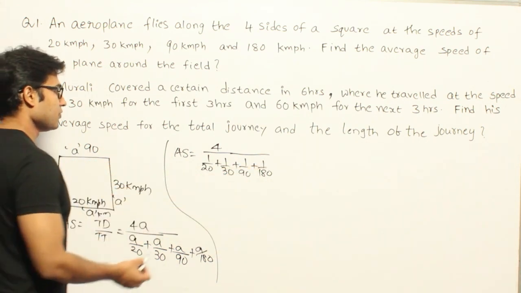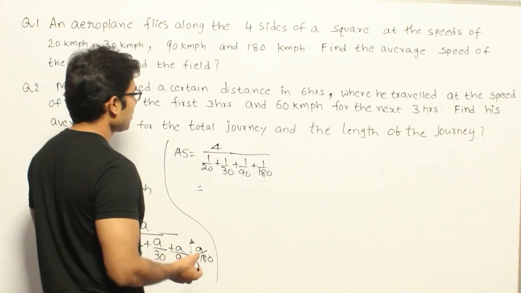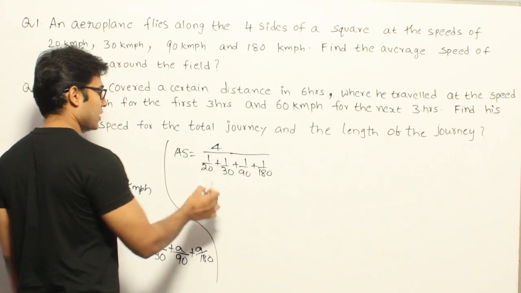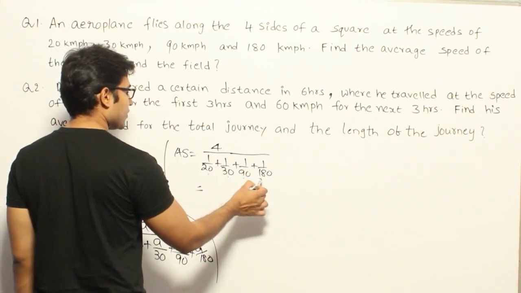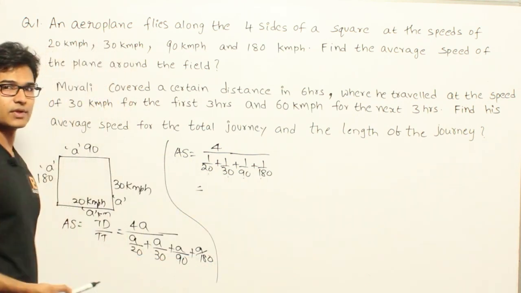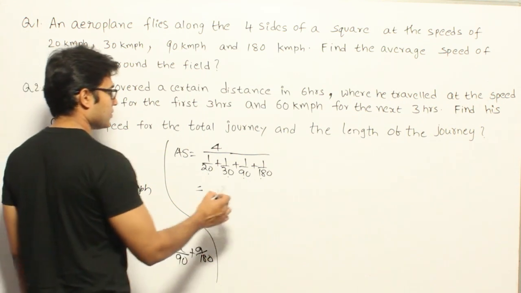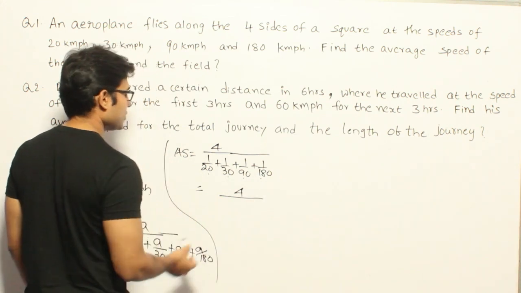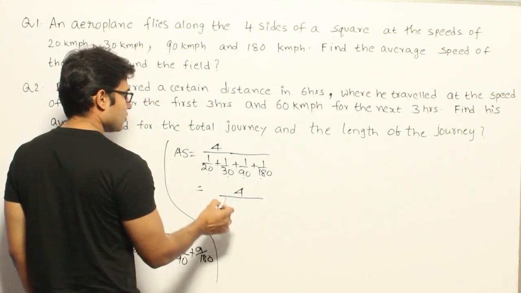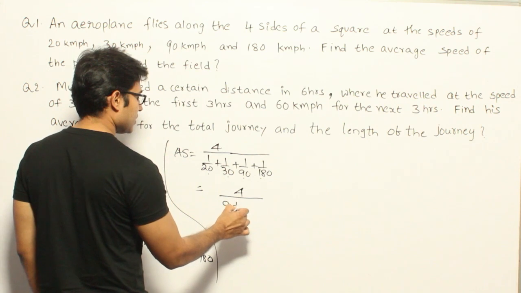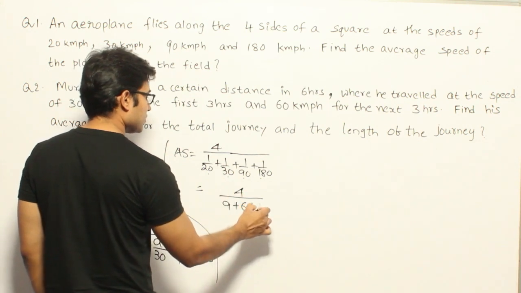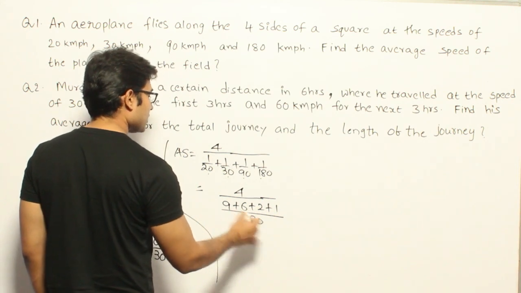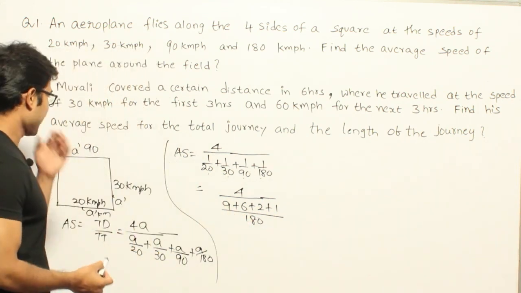Now we need to simplify it in order to get the average speed. So how to simplify this out? Find out the LCM of all this. If you find out the LCM of 20, 30, 90 and 180, you are going to get 180, right? Now for that 180, we are going to get 4 divided by, I am just trying to simplify it out, so 180 means you are going to get 9 here plus 6 here plus 2 here plus 1, divided by 180, right?